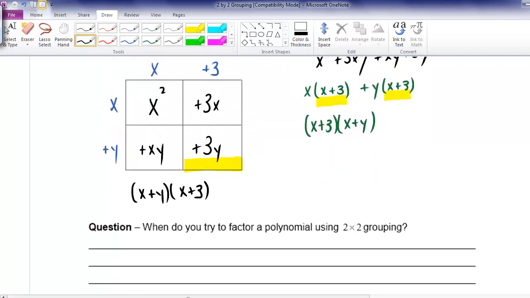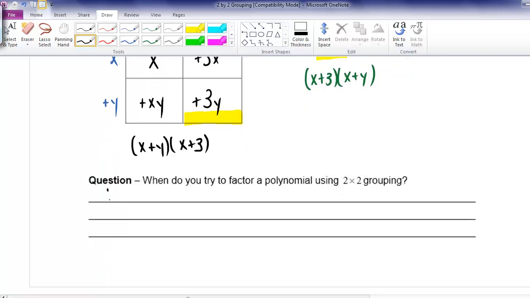Okay then. So here's our question. When you try to factor a polynomial using 2 by 2 grouping? Well, when do you try to do that? When greatest common factor will not work. So what we're learning is factoring techniques. We have to look at a question and decide what technique that we have learned will we use. So when the GCF will not work, we might use 2 by 2 grouping, but then here's the big kicker, and there are 4 terms.